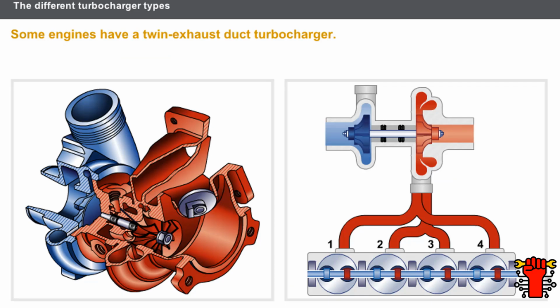Some engines have a twin exhaust duct turbocharger. This setup improves the efficiency of the turbocharger by equalizing the flow of exhaust gases to the turbine. The exhaust gases from cylinders 1 and 4 and the exhaust gases from cylinders 2 and 3 come separately to the turbine.